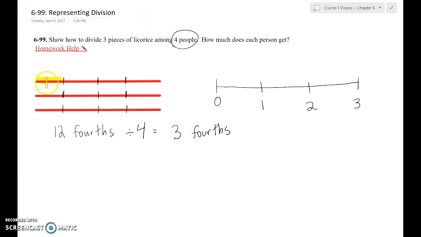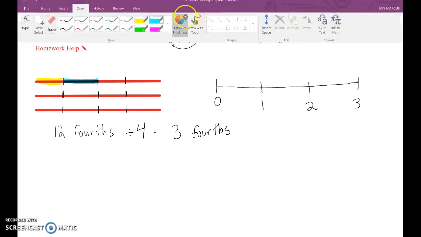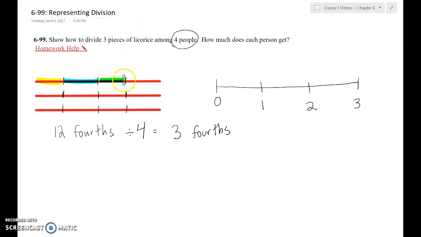How that looks is if we have 4 pieces, I can say, all right, you get a piece. Oh, you get a piece. And then you get a piece. And then you get a piece. And you get a piece. So everyone gets a piece of the first one. And then everybody could get a piece of the second one and the third.